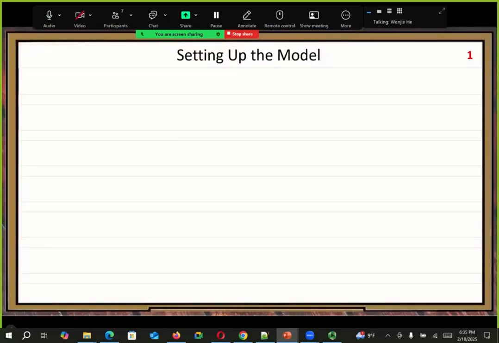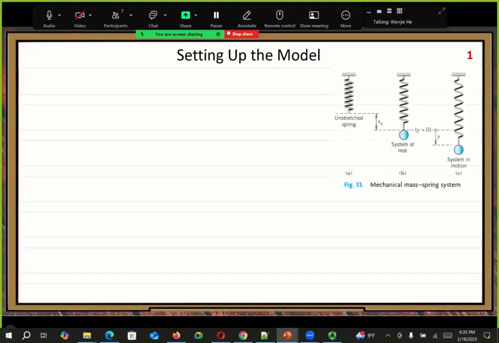Look at the figure here. So that's the system. We start with a spring first, just a spring. After that, you attach a ball, an iron ball, just some heavy ball. So the spring is stretched.